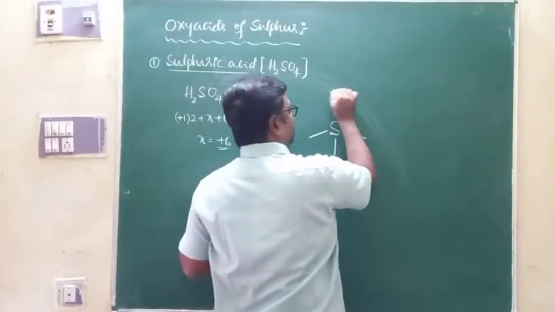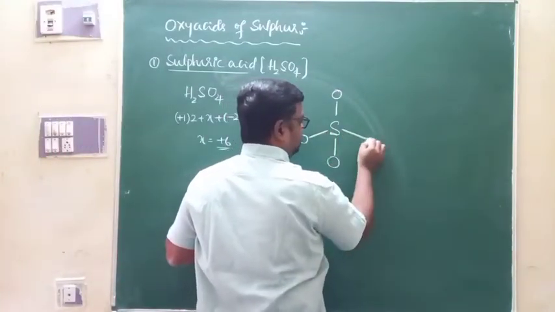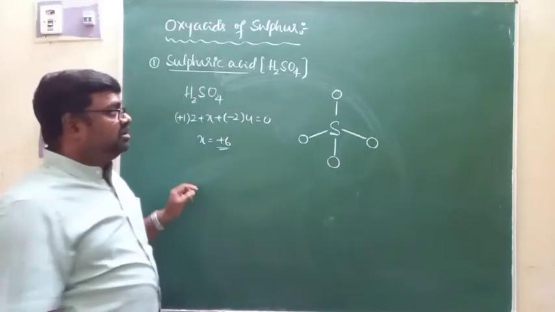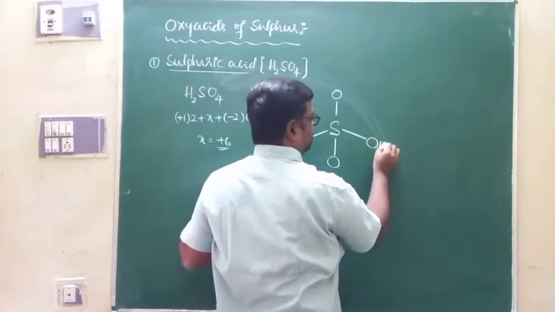4 oxygen atoms are there. You just attach 4 oxygen atoms to the sulfur like this. Now, 2 hydrogen atoms are there. 1 hydrogen is attached to this oxygen.